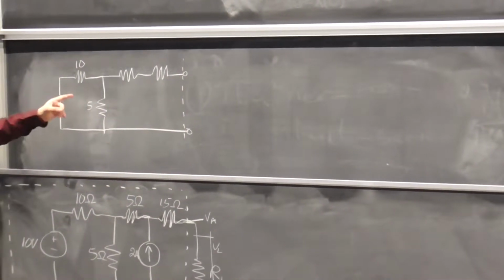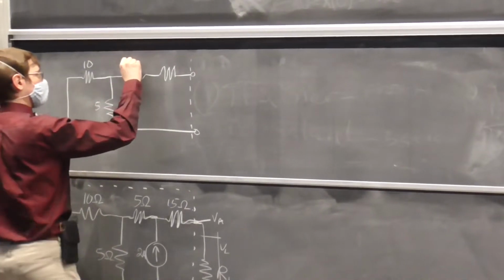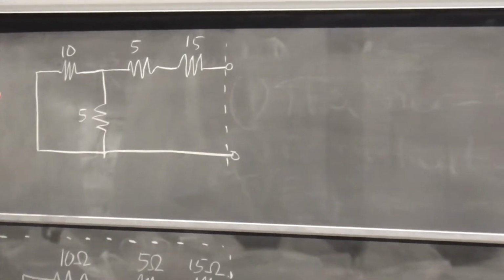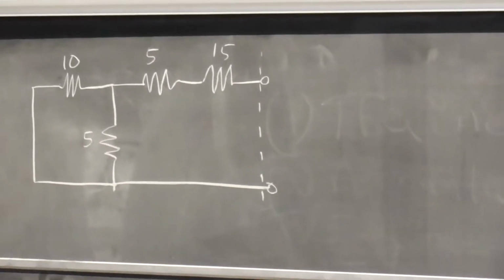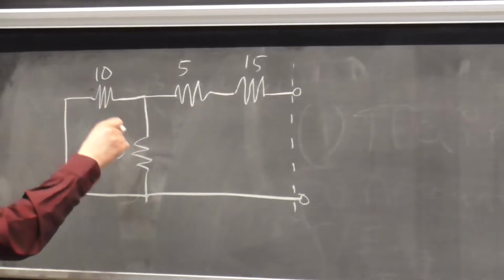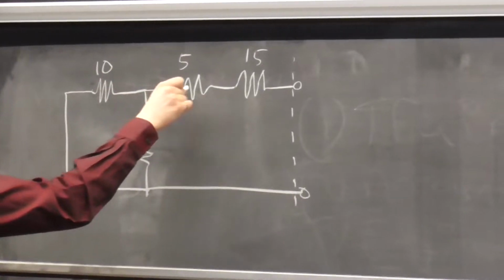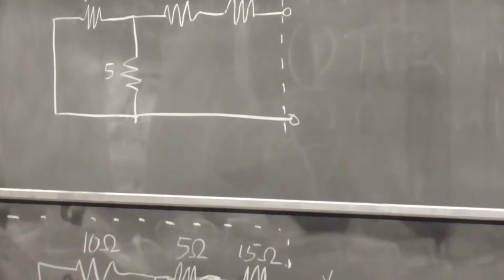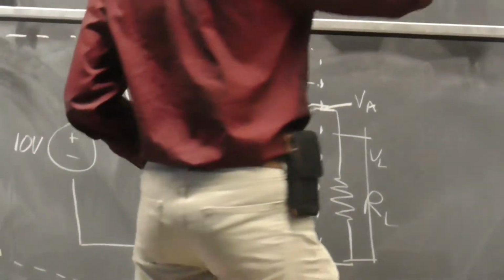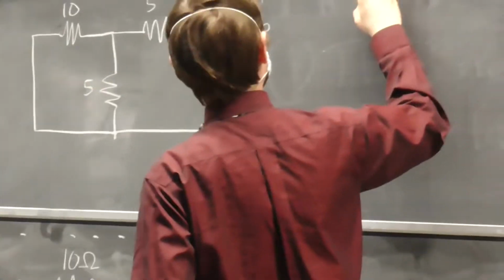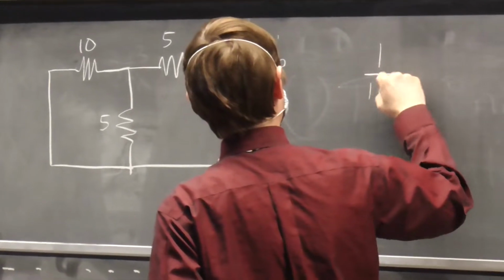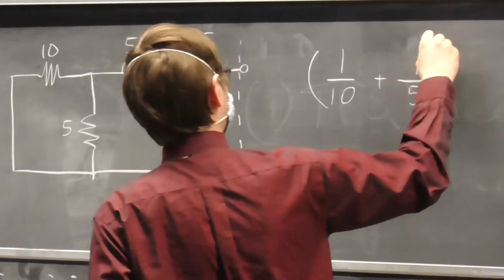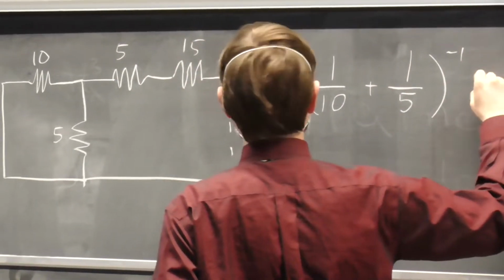Now, we want to take the equivalent, 5 and 15. This should be reasonably easy to calculate, right? Two resistors in parallel, in series with two resistors, right? So it'll be 1/10 plus 1/5, inverse, plus 20.